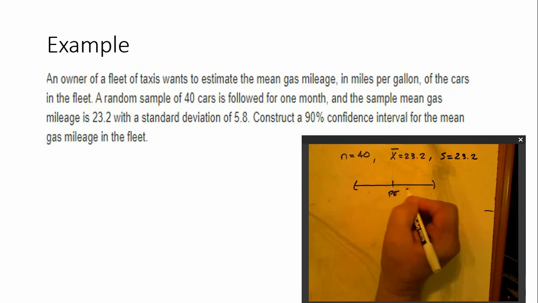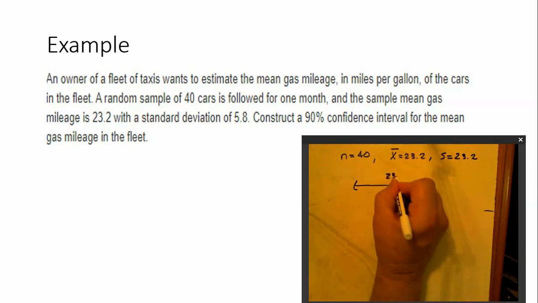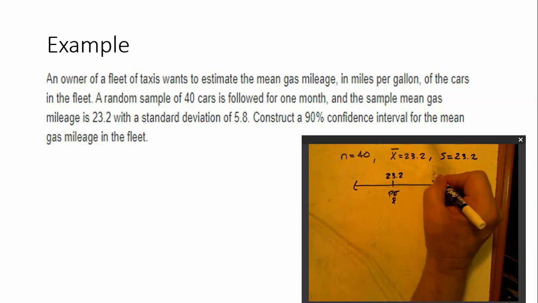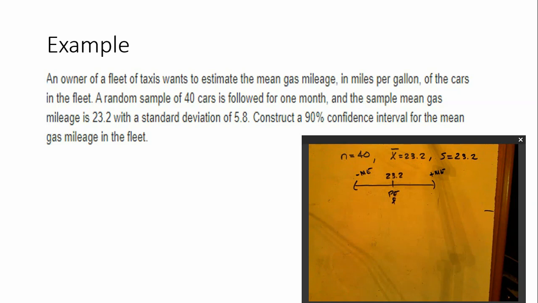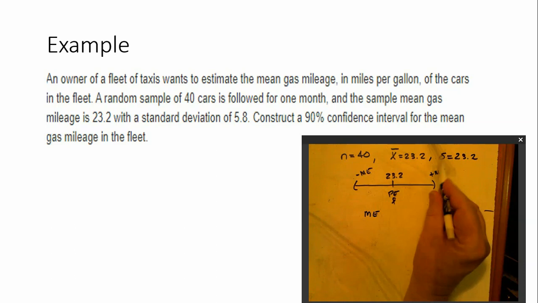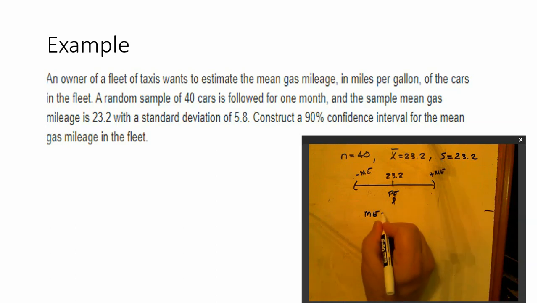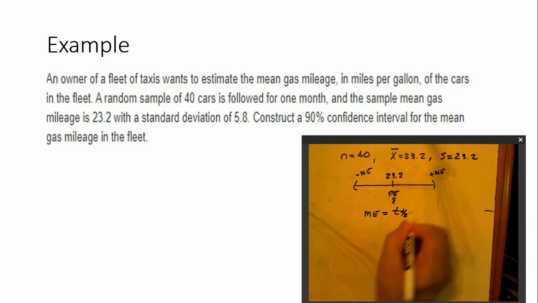Here's our point estimate, and that's going to be our x bar. That's our 23.2 in the center. So I'm going to add over here a margin of error, and then I'm going to subtract the margin of error from the 23.2 to give us that interval, the two numbers. So our next step is we've got to do a margin of error. So what was the margin of error formula? I don't know sigma in this case. So my formula is going to be t alpha over 2 times s over the square root of n, and there's our t alpha over 2.